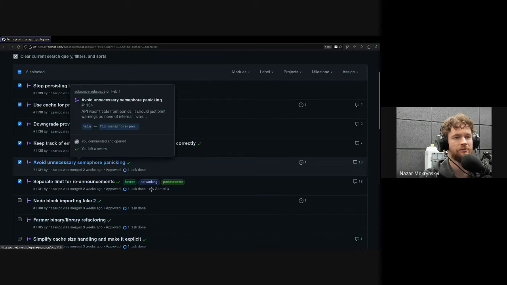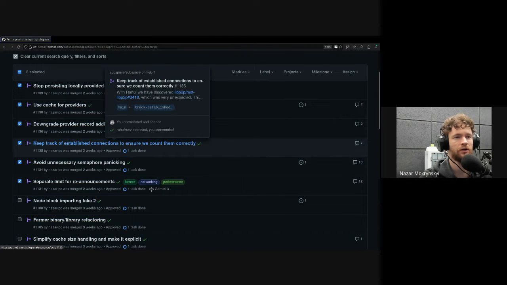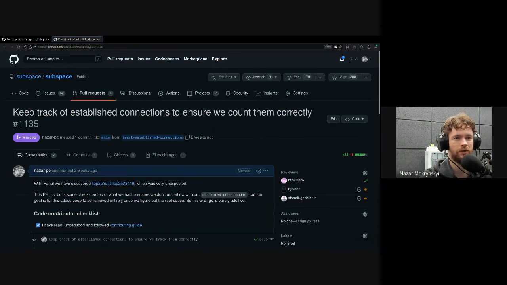This next one is basically just some refactoring. Nothing major there. Then Rahul was debugging one panic that we found. That previous pull request kind of avoids it, but it doesn't fix the root problem.